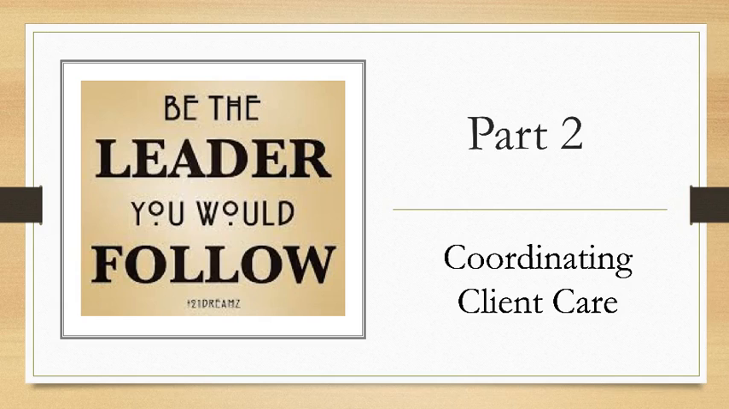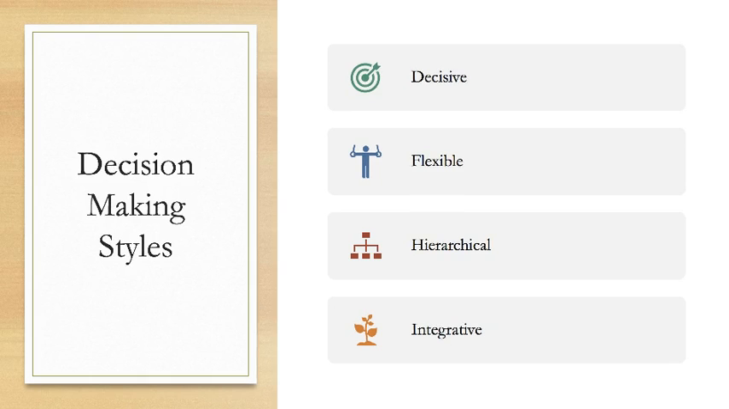One of the steps in coordinating care is understanding decision-making styles. There are 4 that ATI addresses as well as your textbook, and they are decisive, flexible, hierarchical, and integrative. Just like management or leadership styles, decision-making styles need to be flexible as well. You need to be adept at using all of these in the right situation. Know which style you gravitate towards, and then begin to polish and fine-tune the ones that maybe you're not so great with.